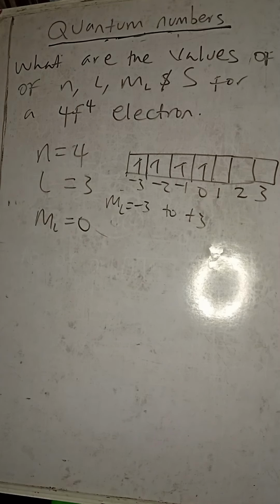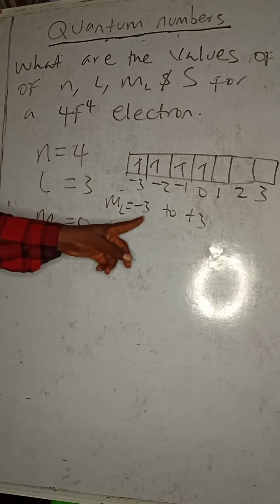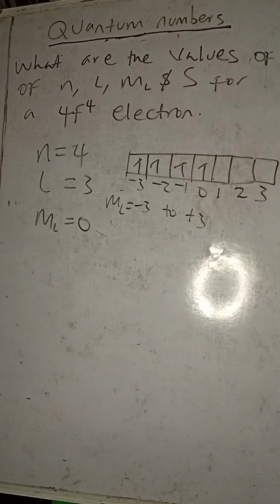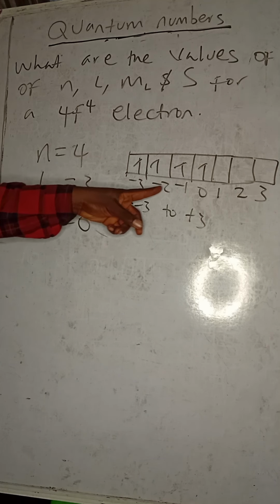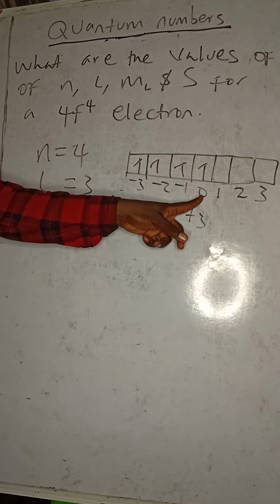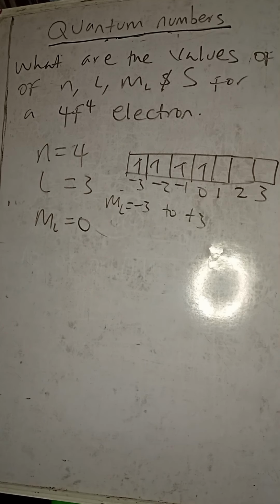Why is it 0? I come again. First, you get the orbital orientation, ml, minus l to plus l, so minus 3 to plus 3. Each of the orbitals has a value: minus 3, minus 2, and so on. On the fourth orbital, where the fourth electron will be, the number will be 0 for the magnetic quantum number. Remember, magnetic tells us orbital orientation, so magnetic will be 0 for a 4f4 electron.